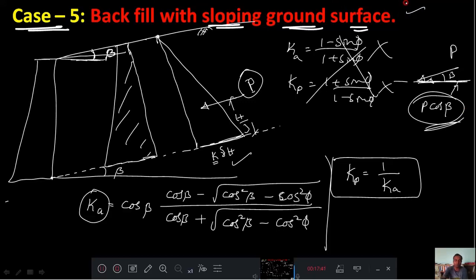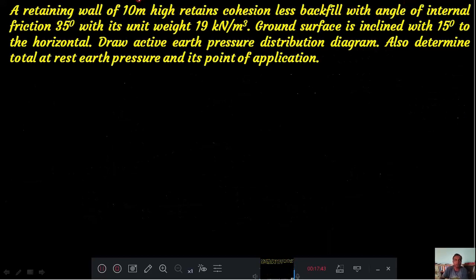We will solve one problem here. A 10-meter retaining wall is there, angle of internal friction 35, density 19, and the ground surface is inclined at 15 degrees to the horizontal. Draw the active earth pressure distribution and determine the total active earth pressure, they are asking.